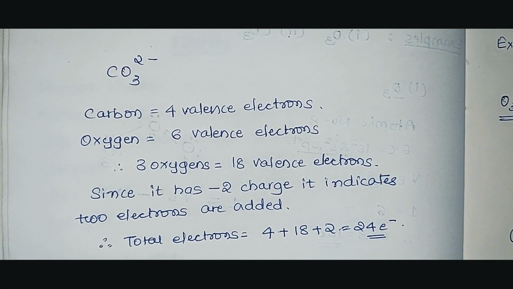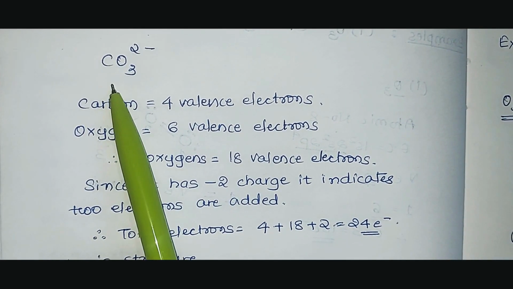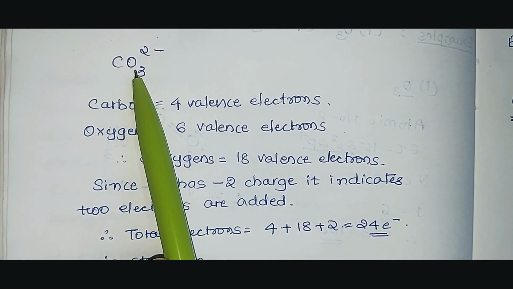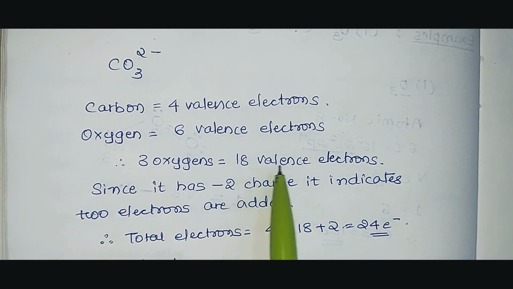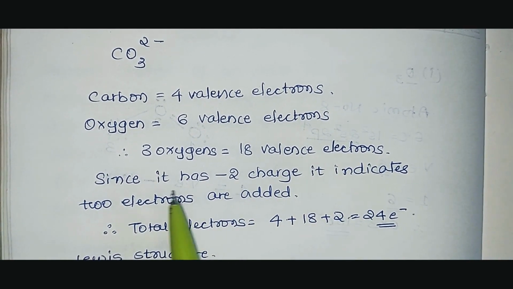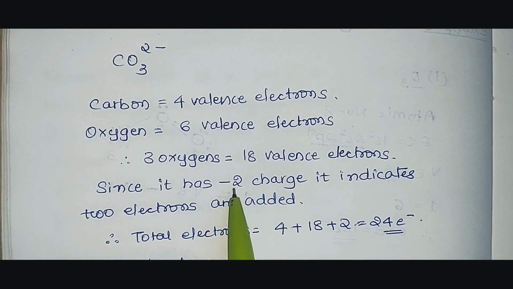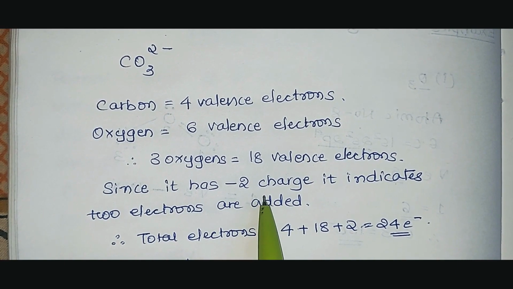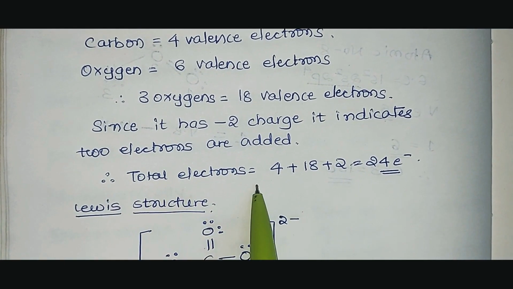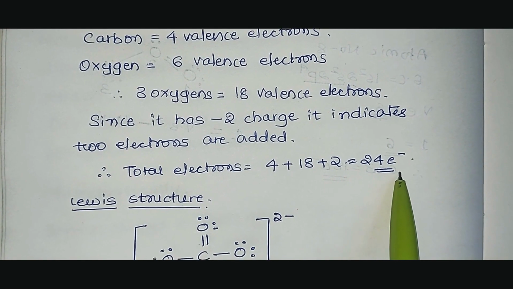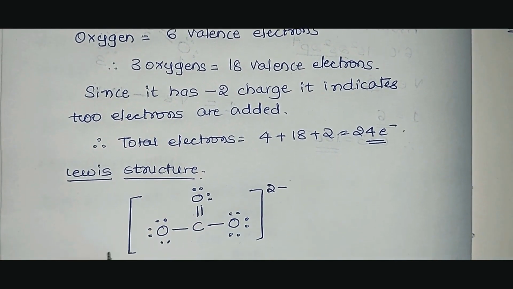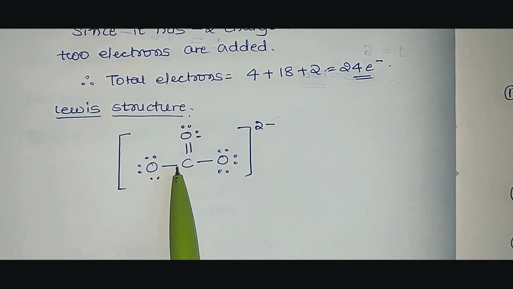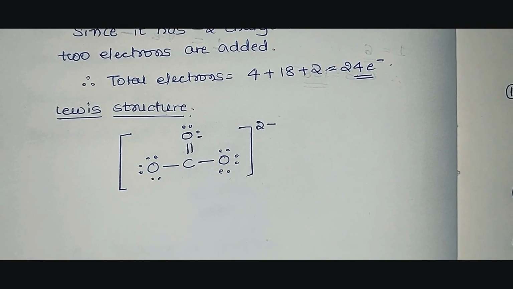Let us go with our next example, carbonate ion. Carbon has 4 valence electrons, oxygen has 6. We have 3 oxygens, so the 3 oxygens total 18 valence electrons. Since it has a charge of minus 2, negative charge indicates the addition of electrons, so we'll consider plus 2 electrons. Therefore, the total electrons in carbonate ion are 4 plus 18 plus 2, which is equal to 24 electrons. When you write the Lewis dot structure, this is the structure we get, in which each element satisfies the octet rule, that is 8 electrons surrounding each element.